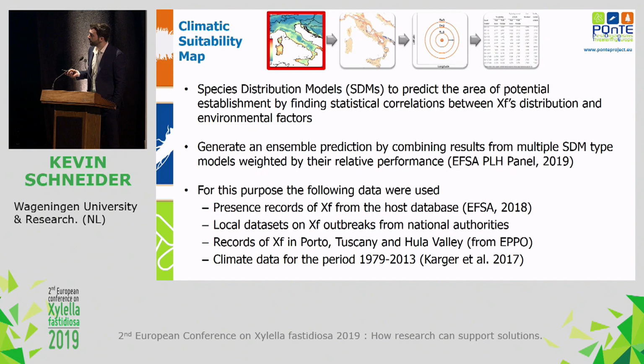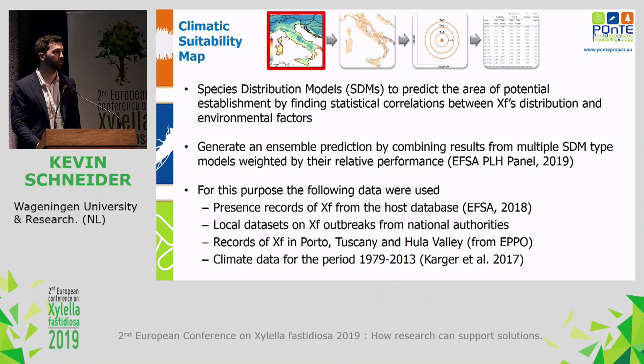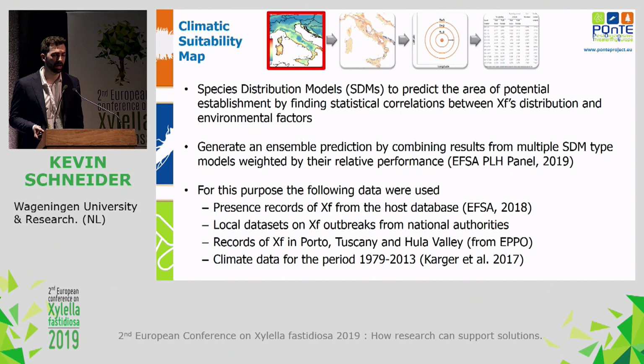I do not want to go into much detail here. Stephen just presented this. It is the same map that is used in the update of the scientific opinion. Various species distribution models were computed that all predict the area of potential establishment for Xylella fastidiosa in Europe. Essentially, they all try to find correlations between occurrence and environmental factors. Instead of just relying on one methodology, an ensemble prediction is generated from the different results, taking the relative model performance into account. For the purpose of this map, various data were used, mostly on pathogen occurrence, but also a very rich climate data set that spans several decades.